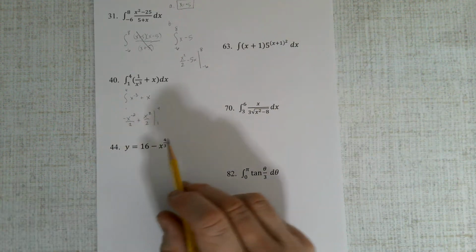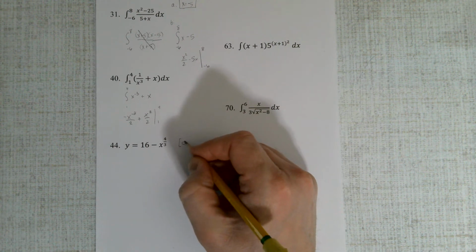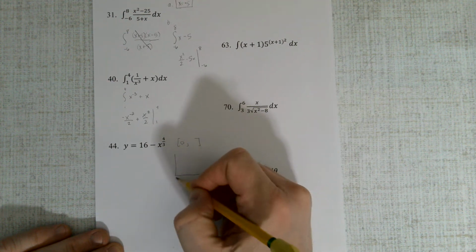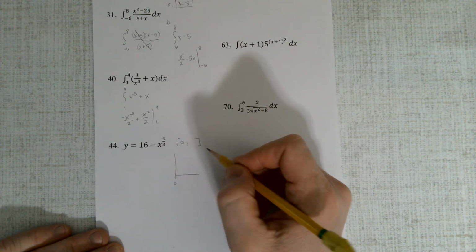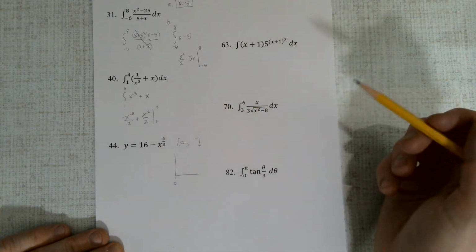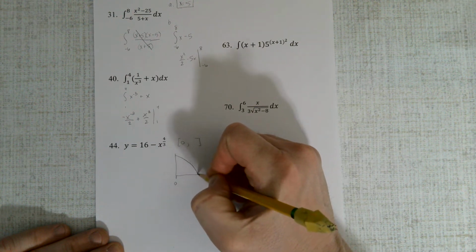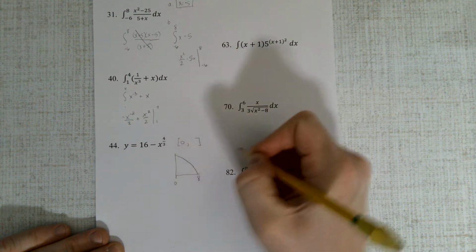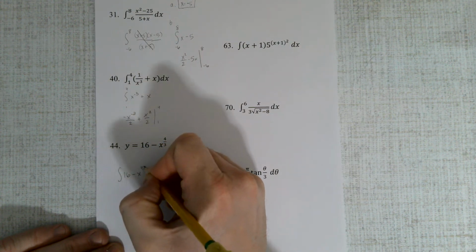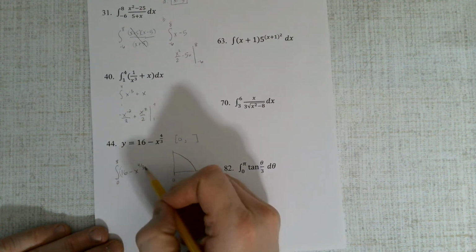On 44, it asks you to integrate this, and it says 0 over, and it doesn't tell you where to end at. So it tells you to start at 0, but it doesn't tell you where to end. This is a problem you would be able to use a calculator for. You'd have to solve it. But this function goes down and it touches at 8. So what you have to do is just integrate this expression from 0 to 8.